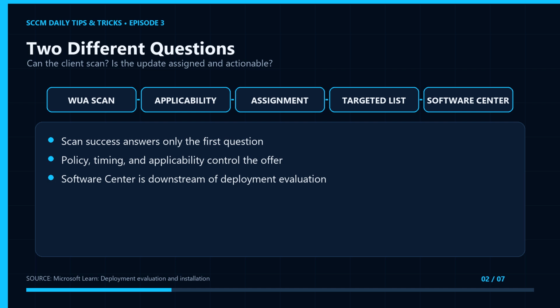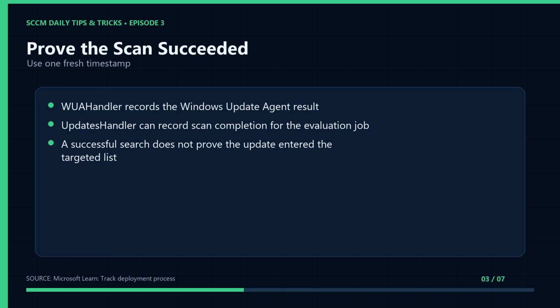Treating these as one event causes wasted resets because a healthy scanner cannot invent a missing deployment or override an update that is not applicable. Trigger one software update scan cycle in the generic lab and record the time. In WUAHandler.log, confirm that Windows Update Agent completed the search without the error being investigated.